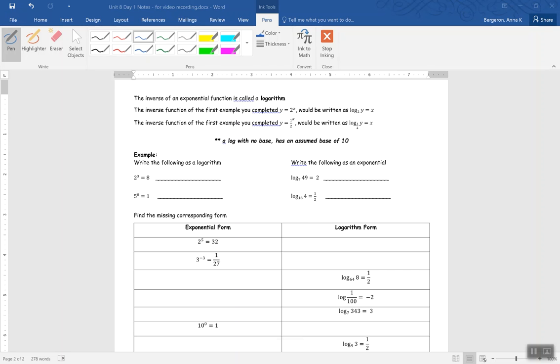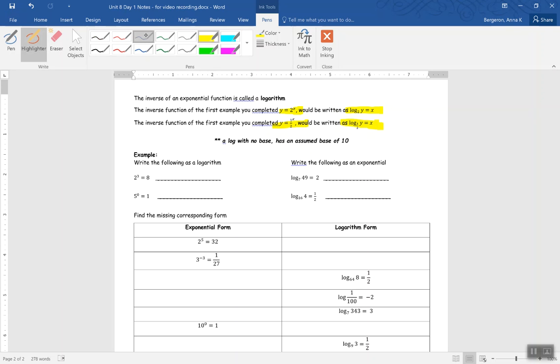So if you see here, it says the inverse function of the first example, so this was that first thing that we graphed, is written as log base 2 of y equals x. And then for that second example, we have y equals 1/2 x. So then we would write that as log base 1/2 of y equals x. So it's very simple to rewrite them.